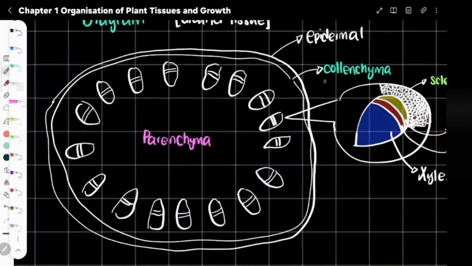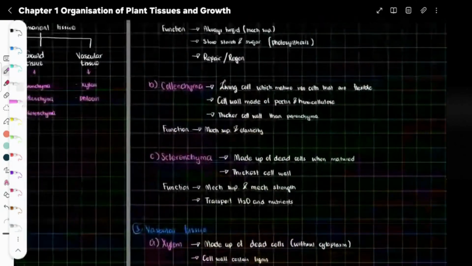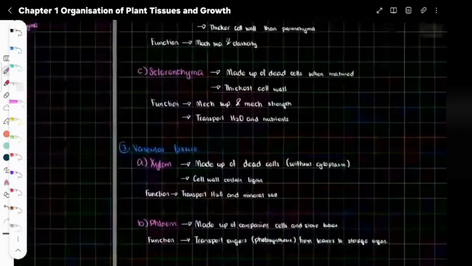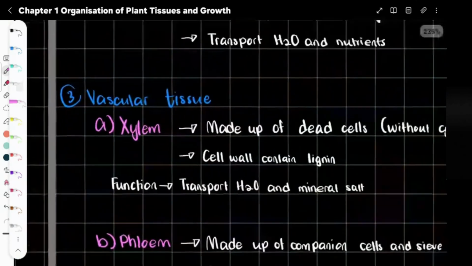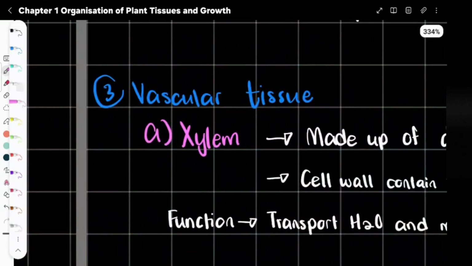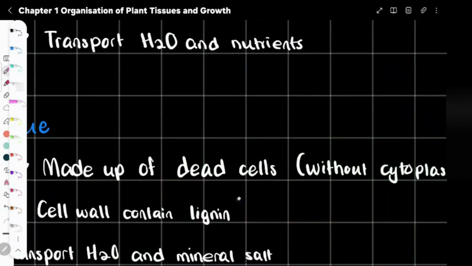So that's parenchyma. Now you have to understand this diagram first before we can continue on. Next, the xylem and phloem. What is xylem made of? Xylem is actually made of lignin. And if you were to ask me, what is lignin? Lignin is dead cell.